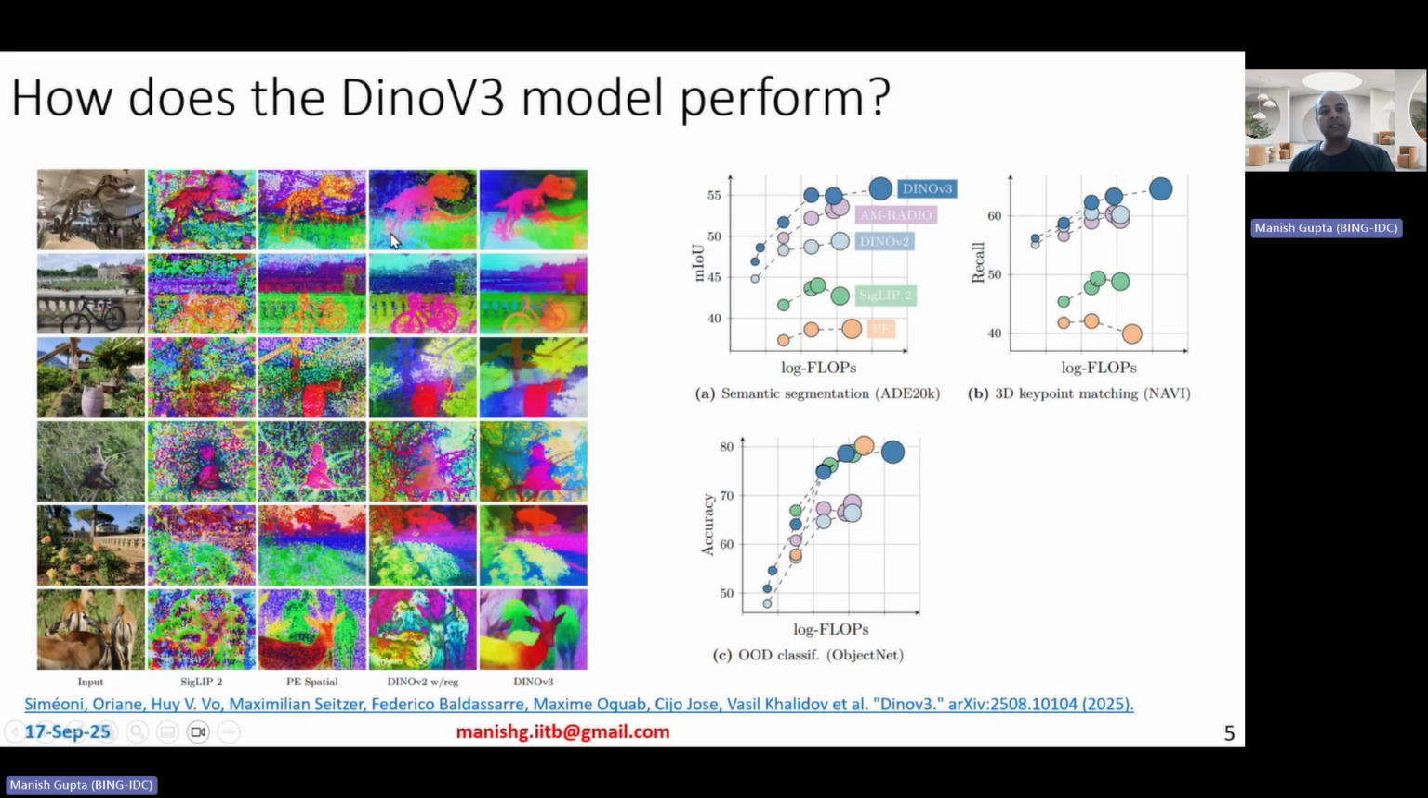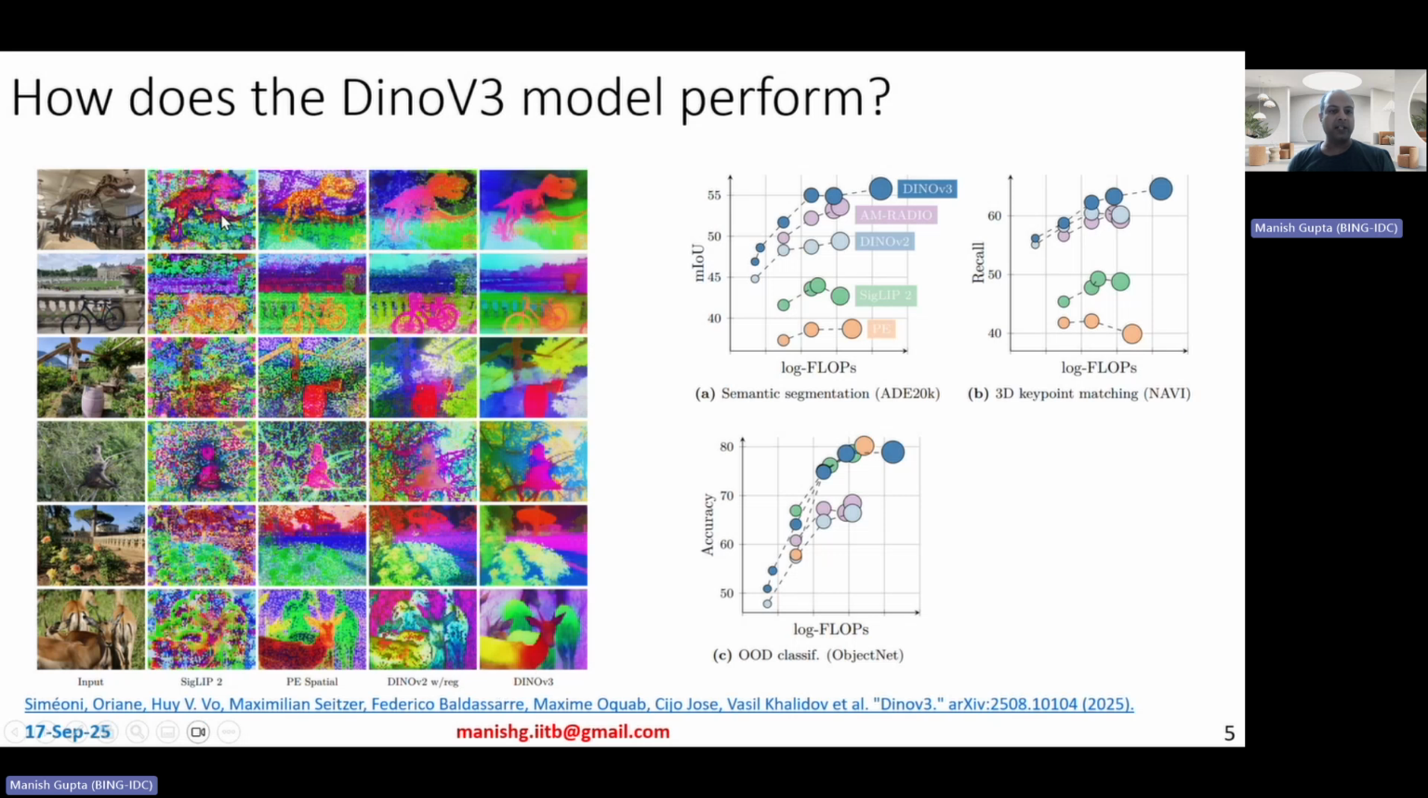Second column onwards, these are PCA representations of patch level features. Each PCA dimension has been mapped to a particular color, and that is how you see these colored images, right? And as you can see, the last one, which is the DinoV3 based patch level representations, is much sharper, much cleaner and more accurate, right?